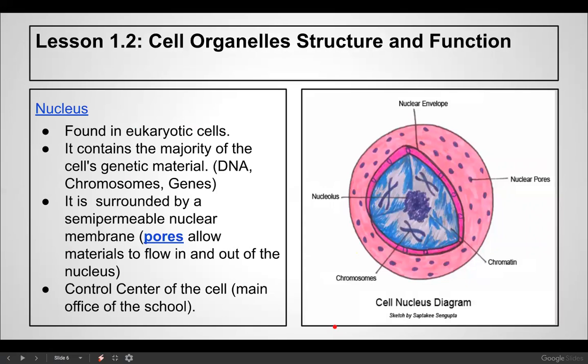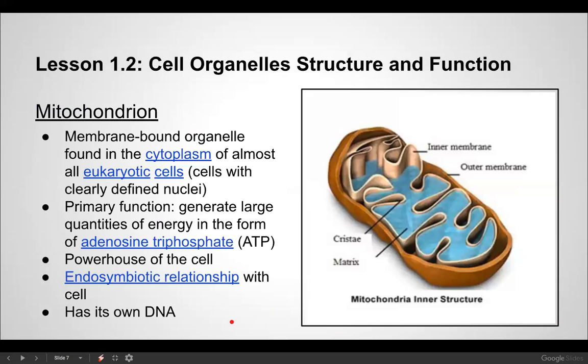The nucleus is found in eukaryotic cells. It contains the majority of the cell's genetic material: DNA, chromosomes, and genes. It's surrounded by a semi-permeable nuclear membrane. You see over here, these little pores allow things to enter and leave the nucleus. It is the control center of the cell, basically like the main office in a school.